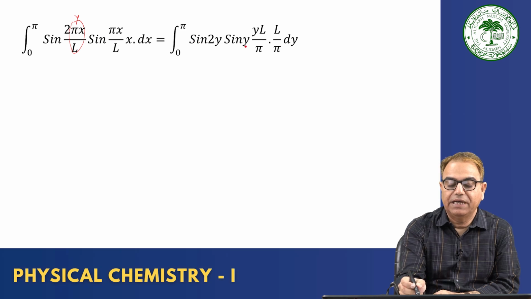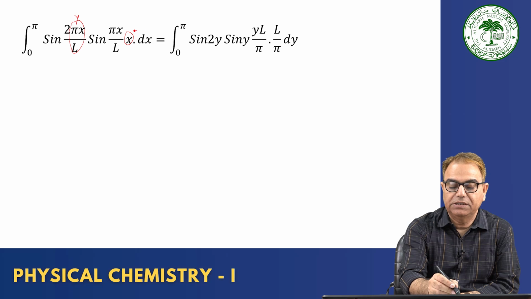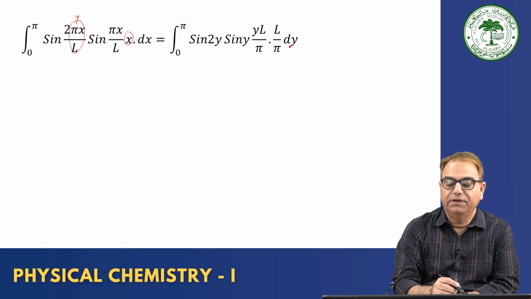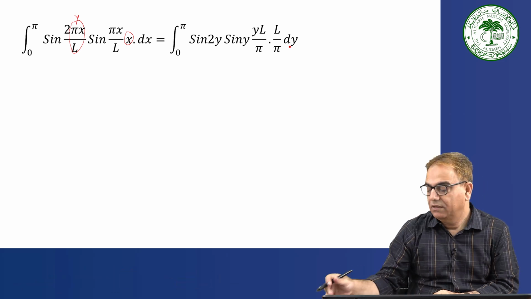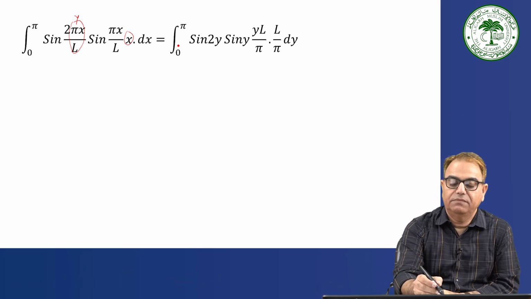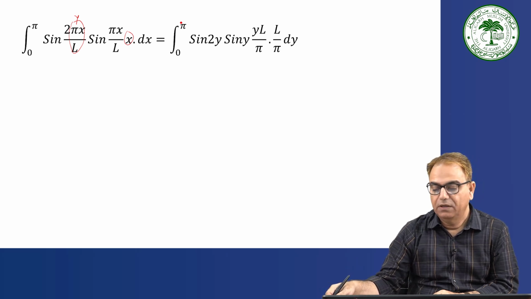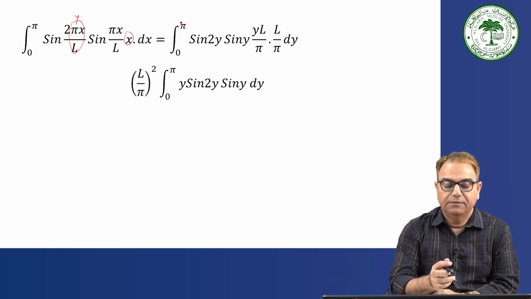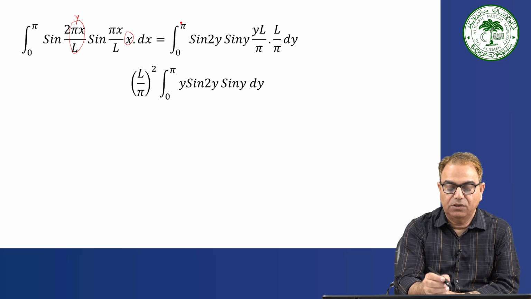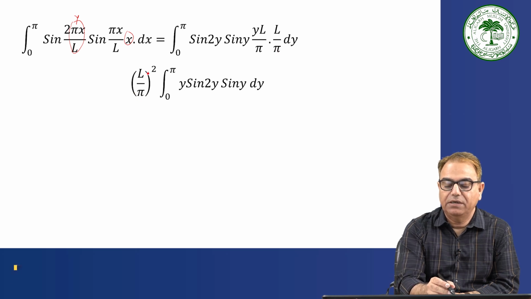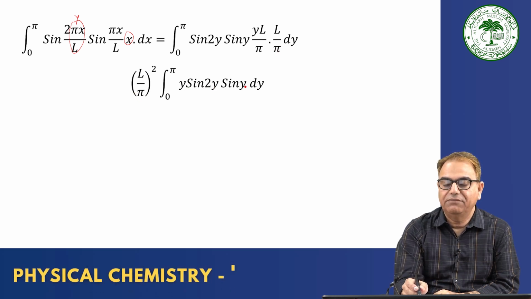Okay. It will be sine y. Then x is YL divided by pi, and then dx is L by pi into dy. Okay. So this change we did, and again for the same reason it is 0 to pi, which I said earlier. Okay. So what you can say, now I can bring this outside, L divided by pi and L divided by pi outside the integral. So L divided by pi square y sine 2y sine y dy.